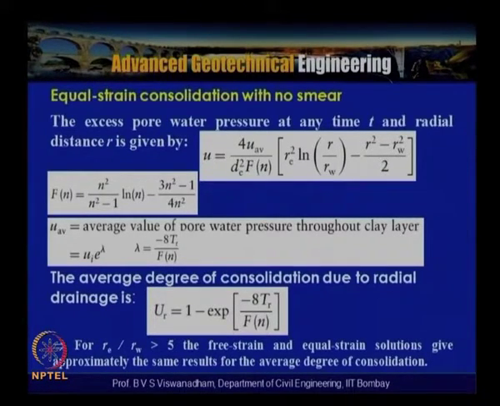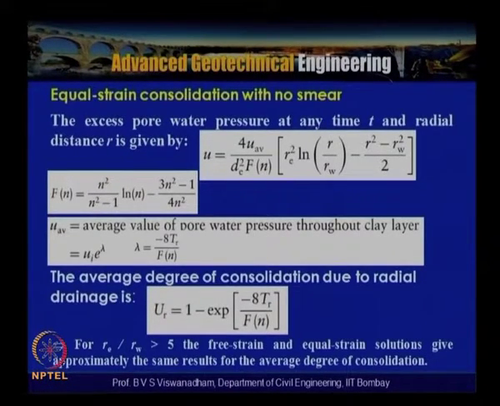So, for Re by Rw greater than 5, it has been reported and obtained that both the free strain and equal strain consolidation give approximately the same results for the average degree of consolidation. So, for Re by Rw greater than 5, the free strain and equal strain consolidations yield identical results for average degree of consolidation. Hence, for design purposes, especially for PVDs, this condition is very much satisfied.